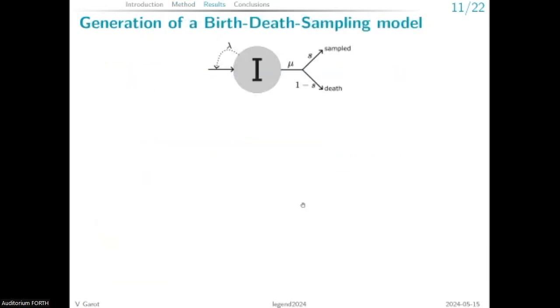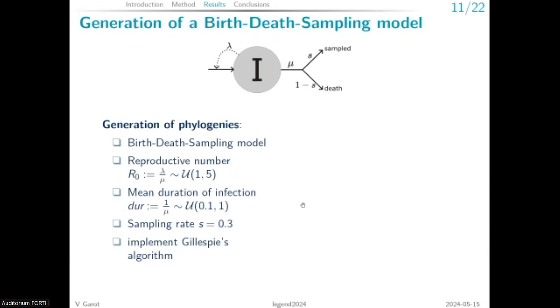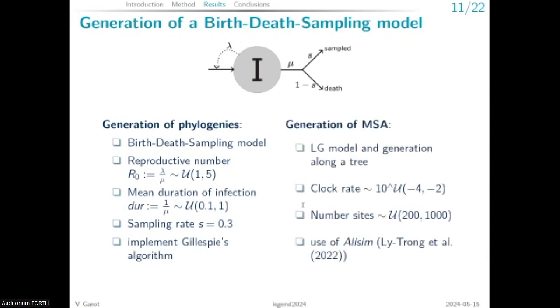So for training our model, we just did it on the birth-death sampling model, where we first have to generate phylogenies. So just for simulation, but we do it with, for example, a prior on the R naught and a prior on the duration of infection. And then we also can generate sequences along this tree, this MSA. And we did it 200,000 times and trained on these datasets.